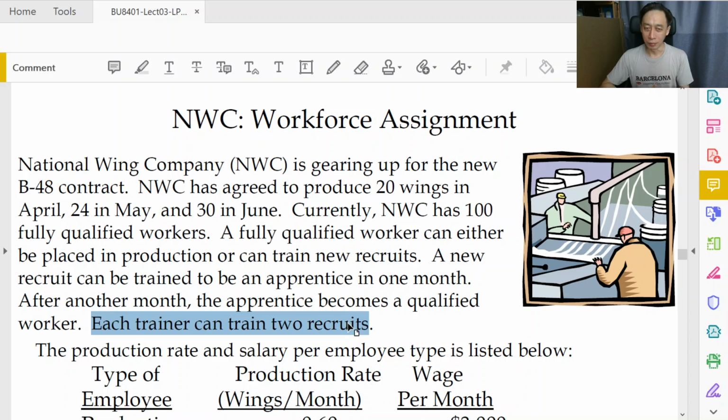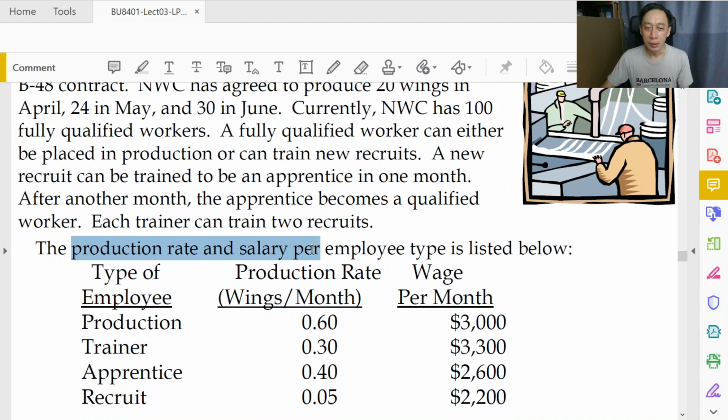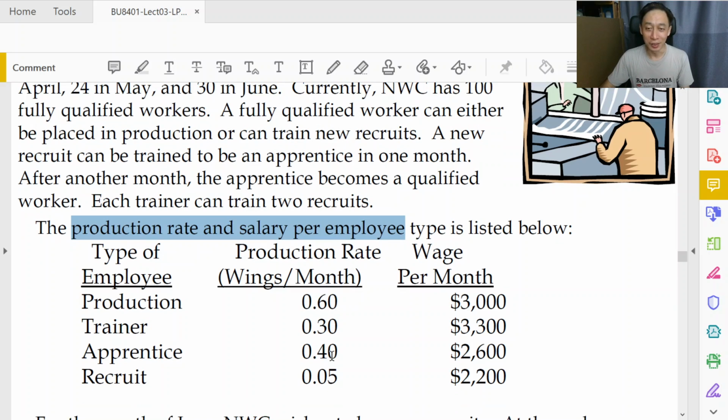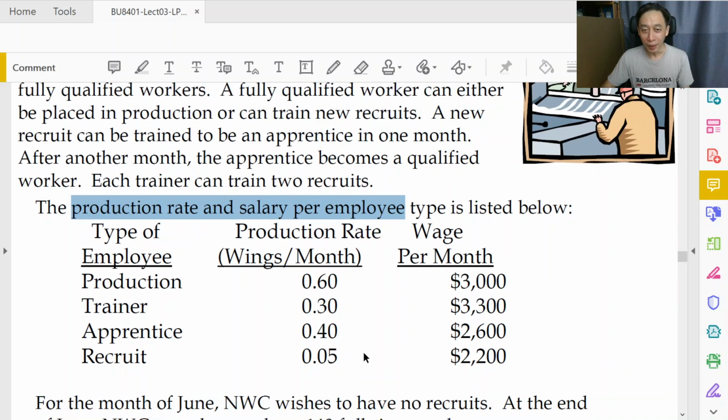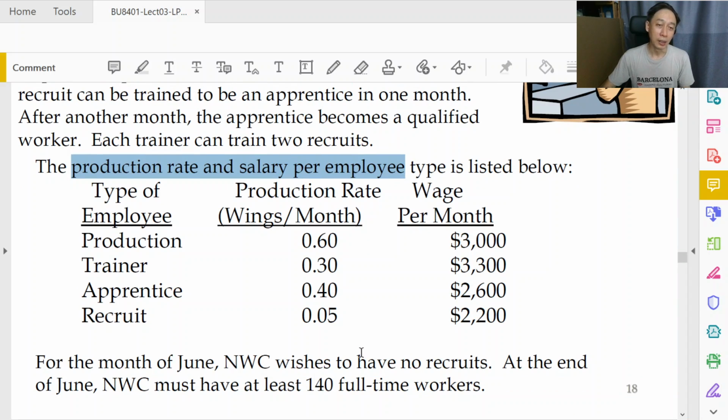I will focus on this line in a while, but let's quickly scan through the rest. We are given production rate and salary, and we can imagine these will be the coefficients that we need to plug in. Just take one look, and they are probably constraint coefficients. Of course, they can also be numbers that we plug into the objective function, but let's see what we have to optimize. Don't assume, let's see what we need to do.